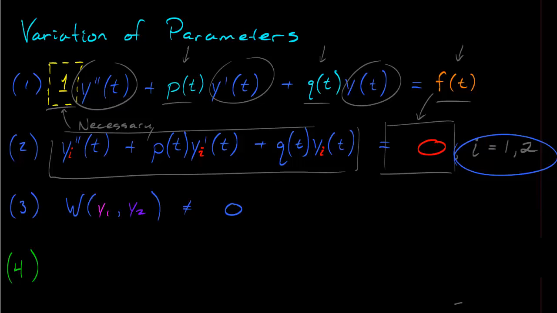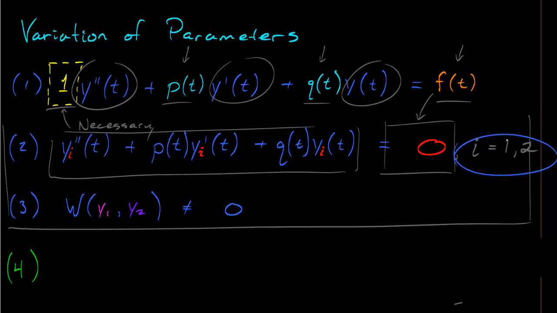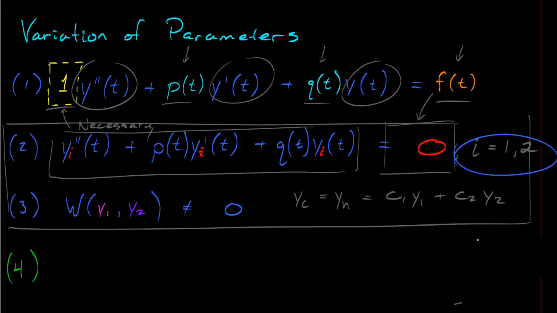And the third thing we need in order to start our variation of parameters problem is that the Wronskian of y1 and y2 is non-zero. That's another way of saying that the solutions are linearly independent. So basically, if we look at steps 2 and 3 together, all we're doing is finding the complementary solution to the homogeneous part. Some people call this y sub c, some people call it y sub h, but it's the same idea. It's c1 y1 plus c2 y2. That's the most general solution to the homogeneous part.